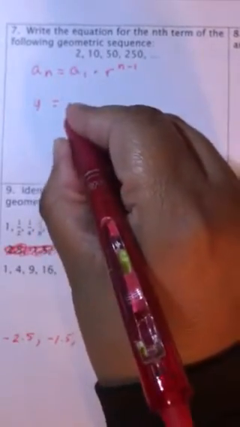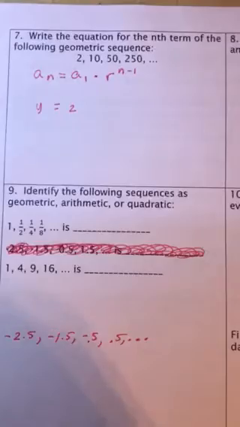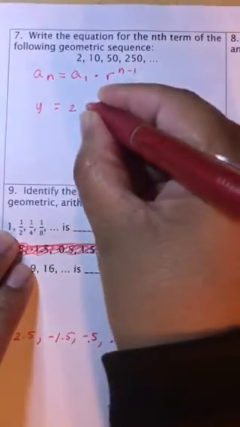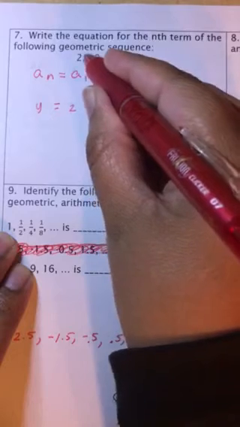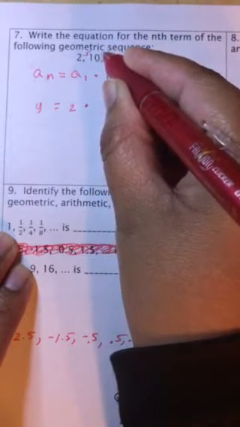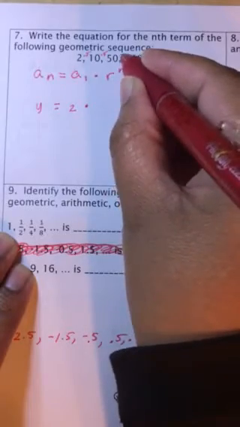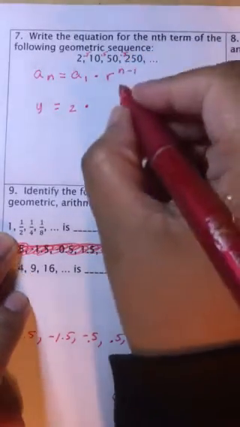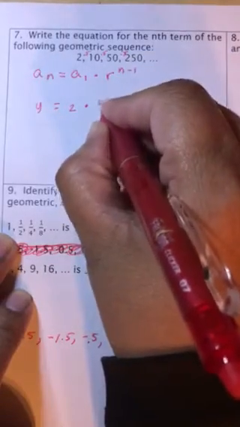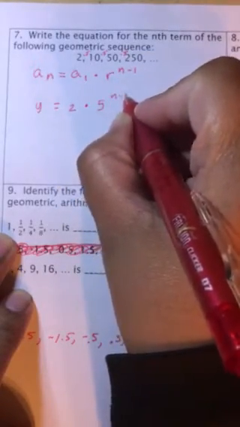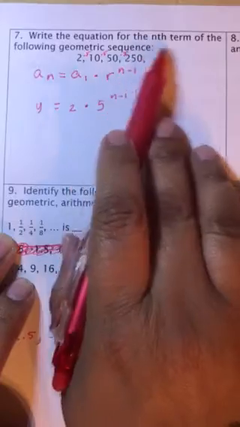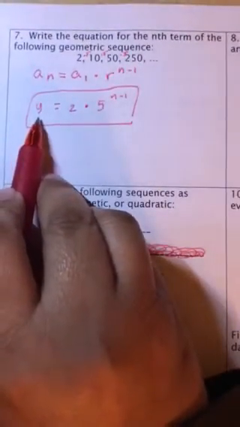Well, our first term is 2 times, well, what's happening to each one of these? If I multiply by 5, I get 10. If I multiply by 5 again, I get 50. If I keep going, that's where I'm going with that. So our r is 5, and then n minus 1. Since all it's asking for is the equation for the nth term, well, there's n. There's your answer. Now you could have written a sub n, but it's the same thing as y equals.